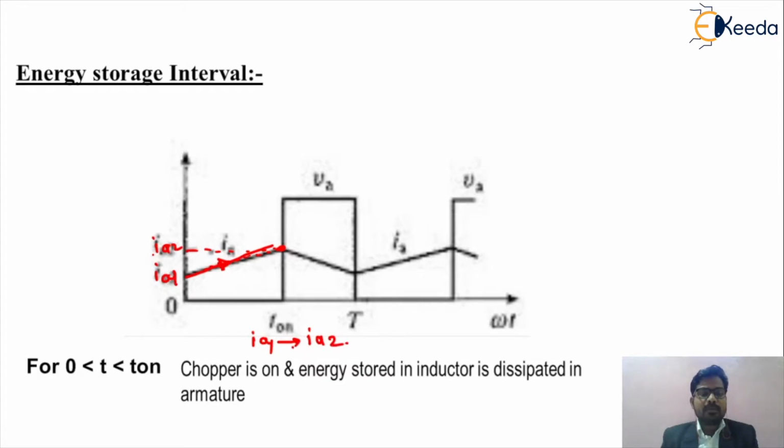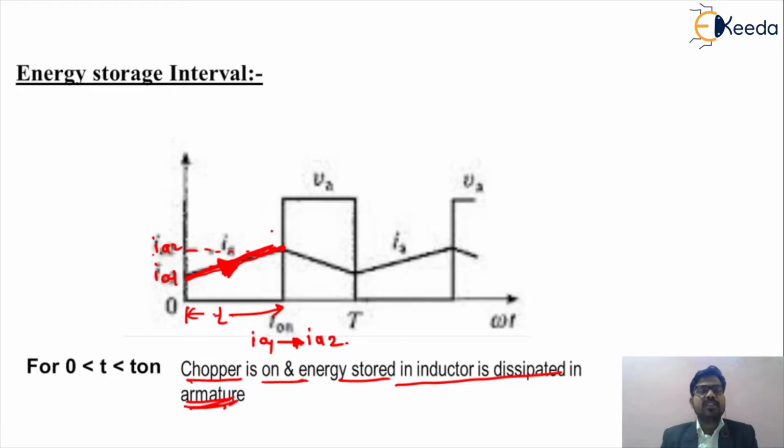In that particular period, the energy stored in the inductor will be dissipated on the armature resistance. Okay, so this will be the period which is called the 0 to t on period. And friends, this will be the representation of that particular thing. So in that particular period, most of the energy will be wasted. So this will be the energy waste period, or it will be called the energy storage interval.